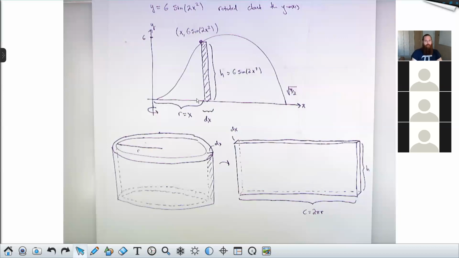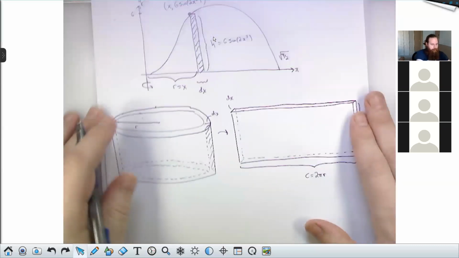So remember, r is always the distance from the axis of rotation to the parallel strip, because cylindrical shells method, and h is always the height of the strip, or the length of the strip. It's the long dimension of the strip. And here, that's this y value minus this y value. The y value down here is 0, so it's just 6 times the sine of 2x squared.